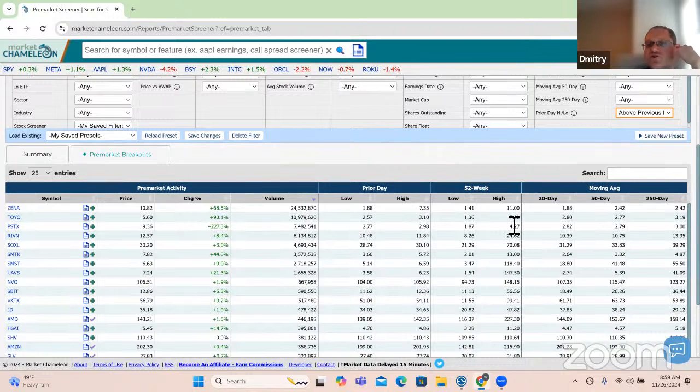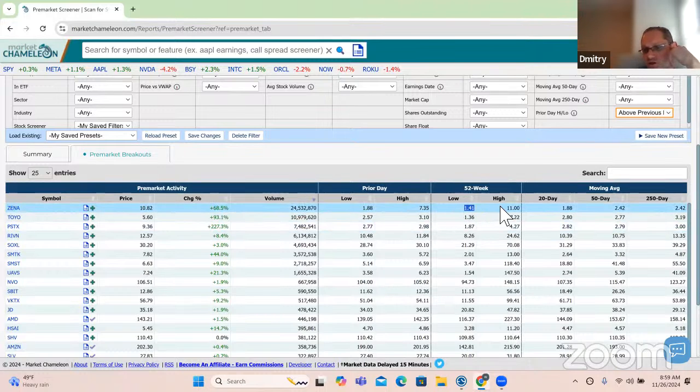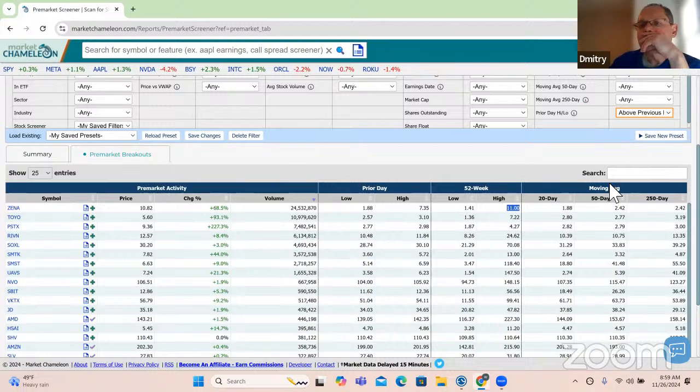What about the 52-week high? We could look at that. Maybe based on yesterday's closing prices, if we took the 52-week high low and then compared it to today's pre-market, is it breaking out of that range? So let's try that.